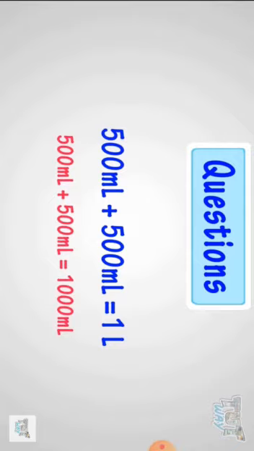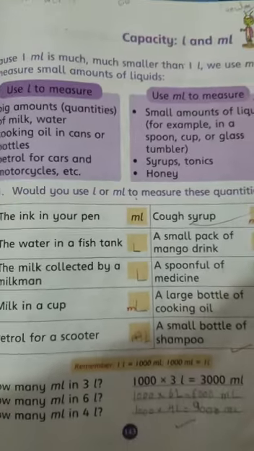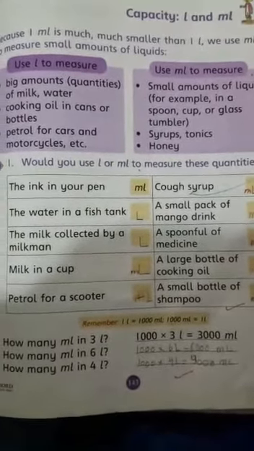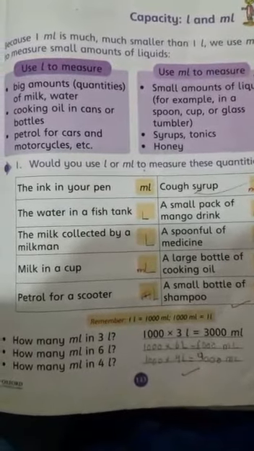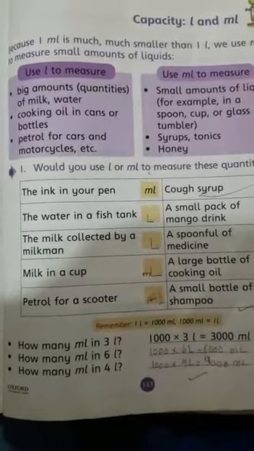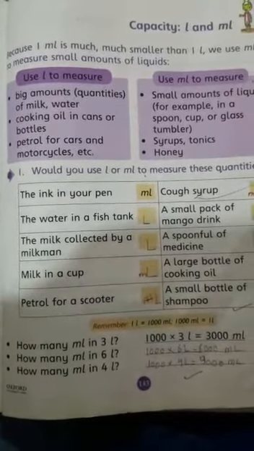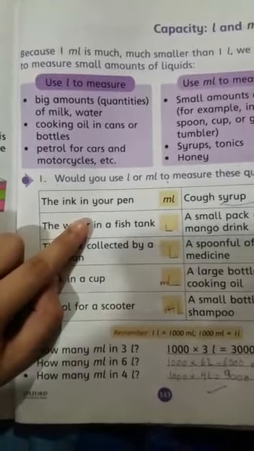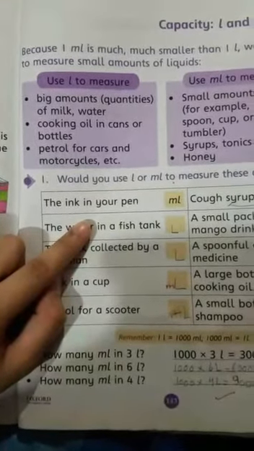Now, let's do some exercise. Now, take out your book, page number 113. Let's do this exercise. Write down today's date and class work on the top of your page and start doing it. Exercise number 1. The ink in your pen is equal to ink milliliter.